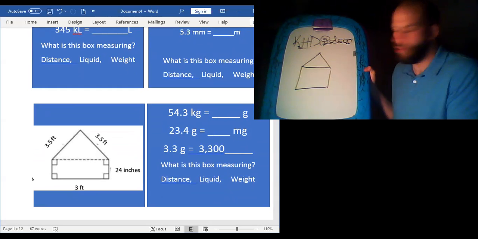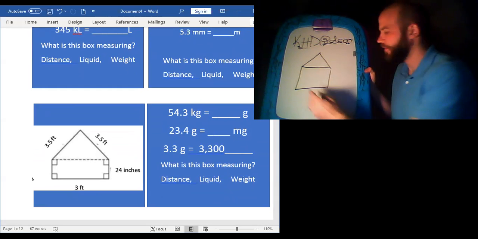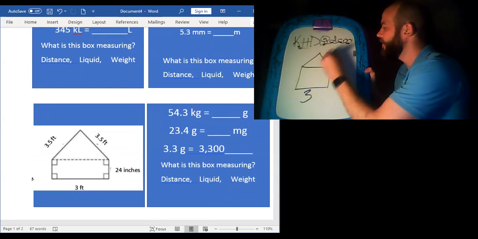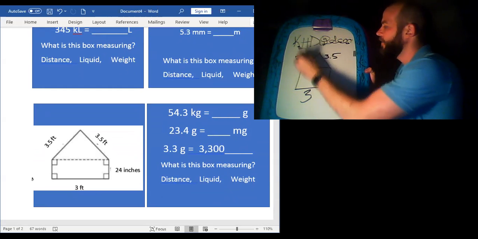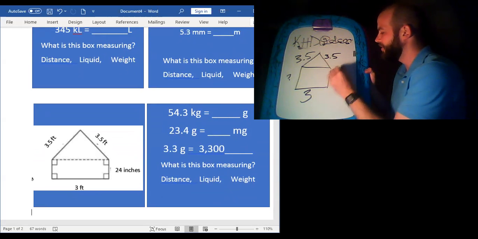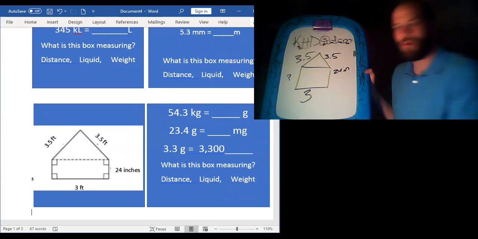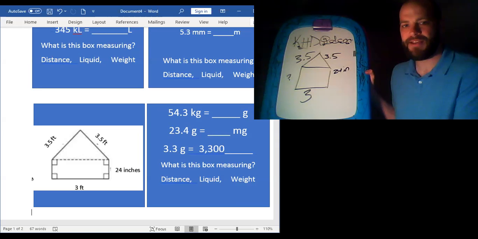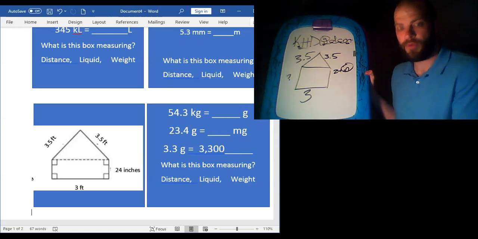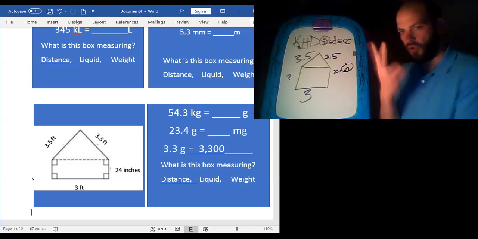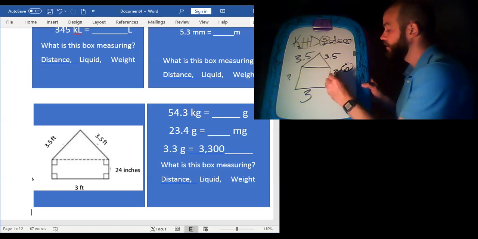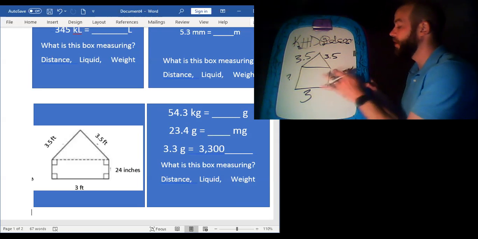We have a wonderful looking house. We have 3 feet. We have 3.5 feet. We do not know what this one is. And we have inches. We want perimeter in feet. Okay. Get rid of inches then. 24 inches is how many feet? 12, 24. 2. Perfectly 2 feet. So I'm just going to turn that into a 2 and erase this.